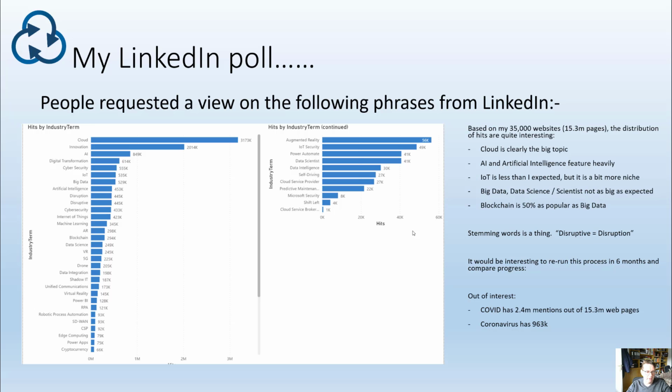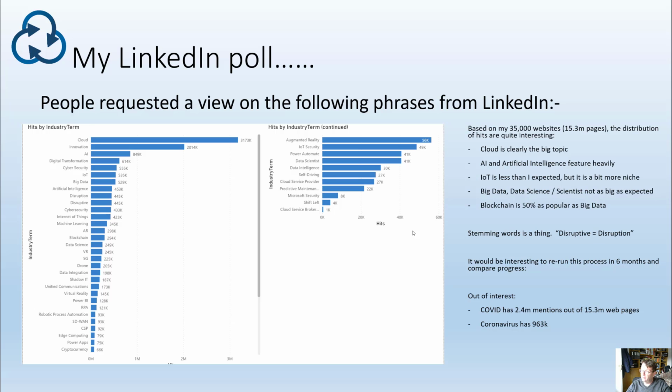And then you get into some of the general industry trends. AI and artificial intelligence I searched for individually because they're interchangeable phrases. The phrase AI is more popular than the fully qualified artificial intelligence phrase. So about 849,000 pages mentioned AI, 453,000 mentioned artificial intelligence. Cybersecurity, 555, you can read this for yourself. I think the interesting thing here is I thought blockchain would be bigger. Blockchain only represents about 290,000 pages of the 15 million.